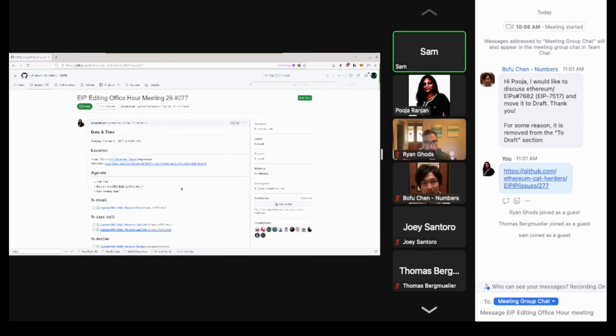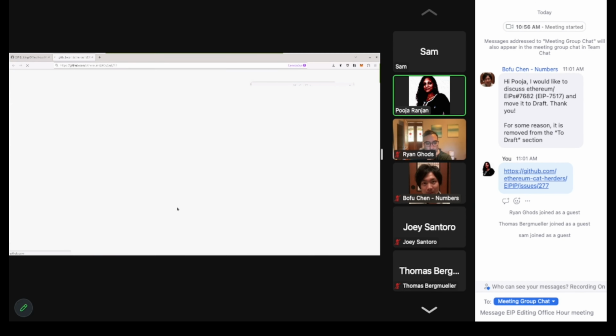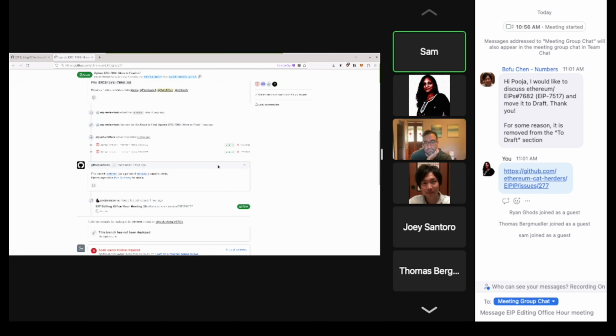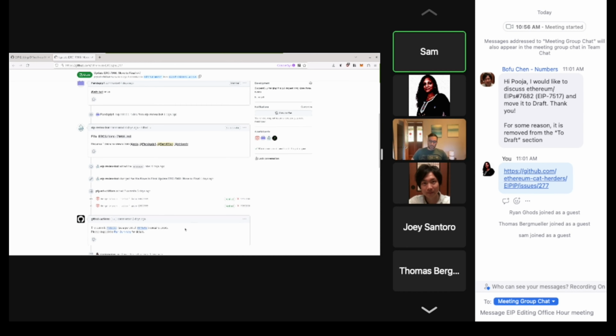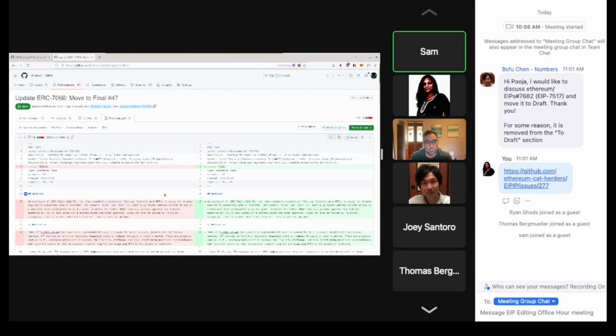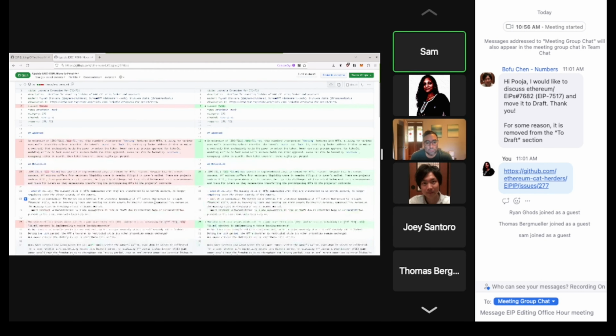All right, starting off with 7066 here. I think that is in the final. Yes, that's right. We are having some difficulty with internal links between EIPs and ERCs. So if the bot is complaining about something like that, just ignore it and we'll take care of it at some point. Interface for enabling locking of ERC 721 using locker and approved. This is going to final.